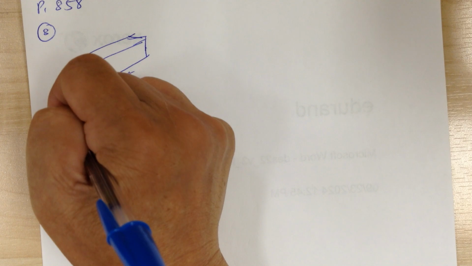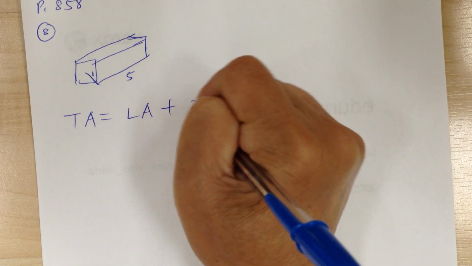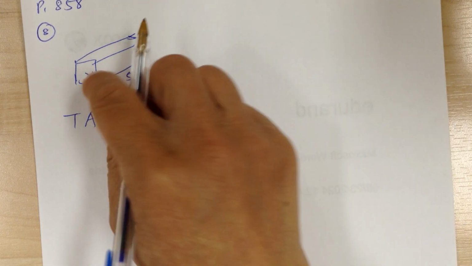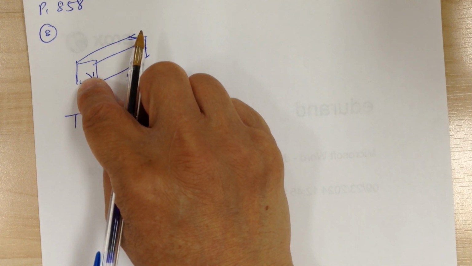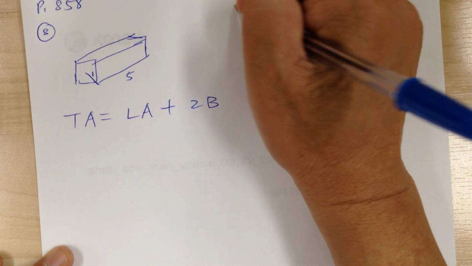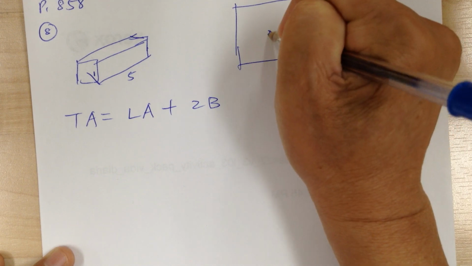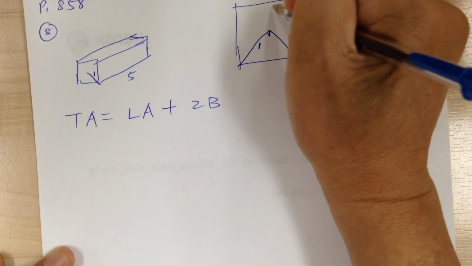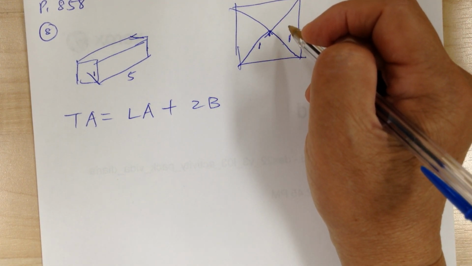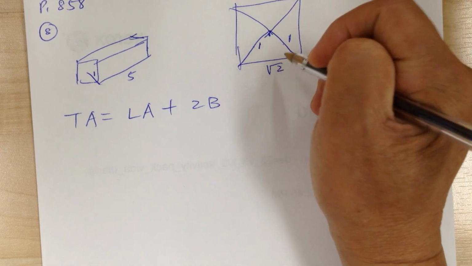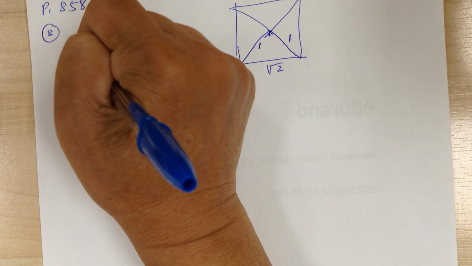Okay, so again, you're looking for the total area. So it'd be equal to lateral area plus 2 base. Notice this is a square, and they give you the diagonal. If you look at the face, if this is 1, this would be 1. So use your Pythagorean or use your 45, 45, 90 special triangle. So this would be square root of 2, square root of 2, square root of 2, square root of 2.